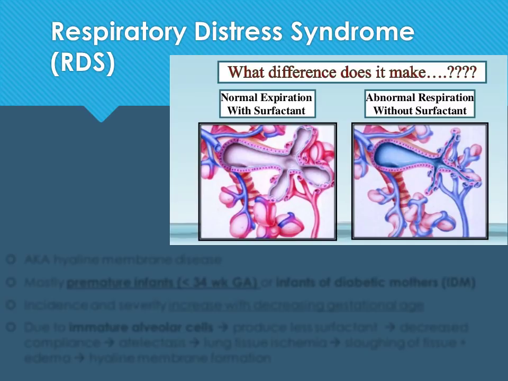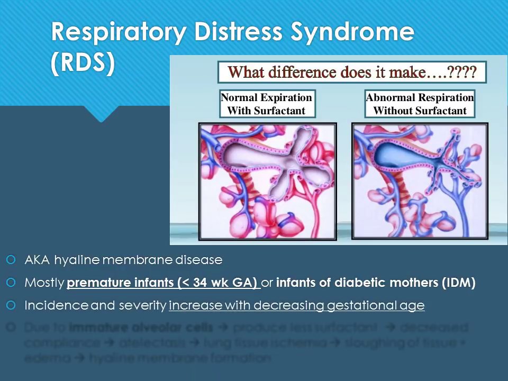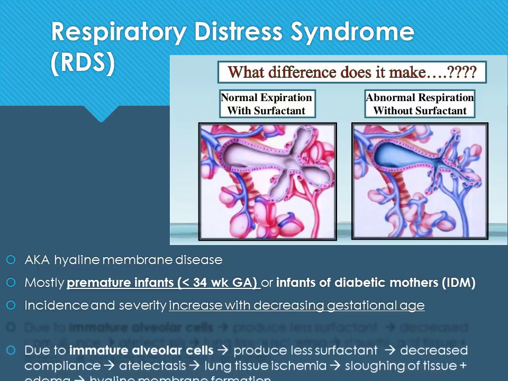The next topic we're going to talk about is respiratory distress syndrome. So we talked about transient tachypnea of the newborn, meconium aspiration syndrome, and now we're moving on to respiratory distress syndrome, or RDS. This is also known as hyaline membrane disease. This occurs in premature infants, so those infants that are born under 34 weeks of gestational age. It can occur as well to full-term infants of diabetic mothers. The incidence and severity of respiratory distress syndrome increases with decreasing gestational age, so you're at higher risk of developing respiratory distress syndrome if you're born more premature.